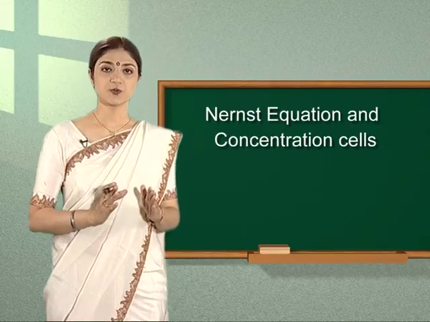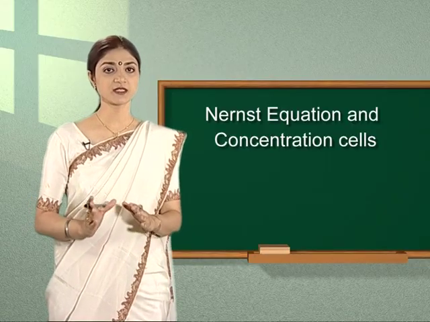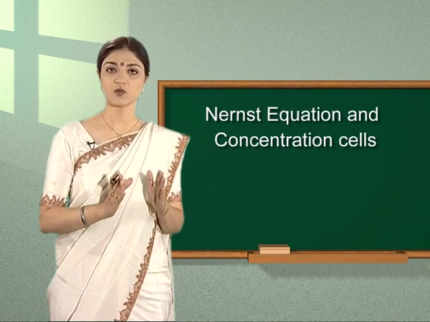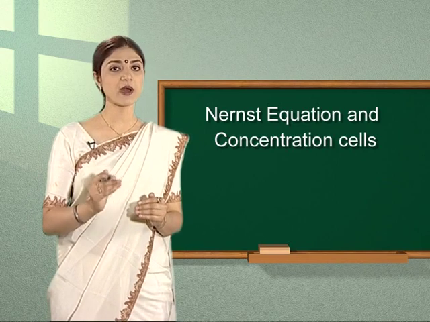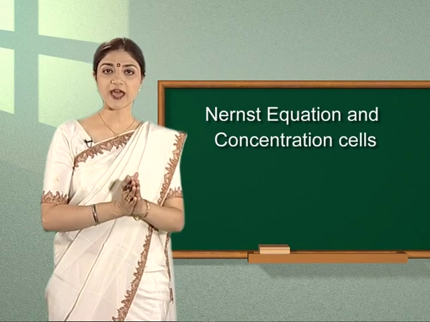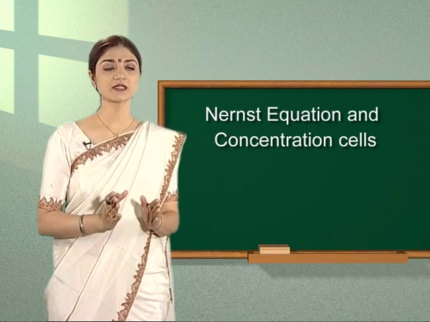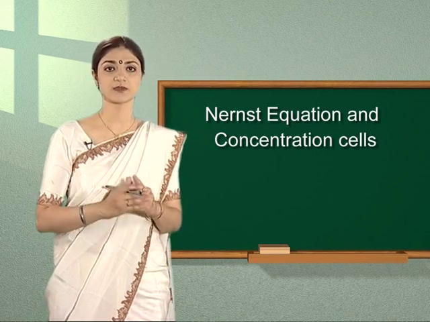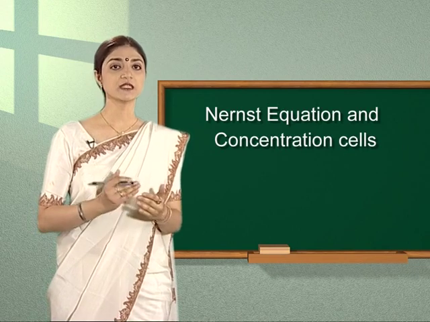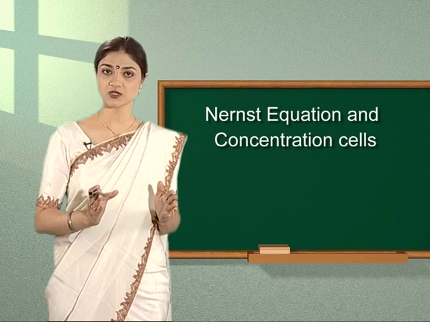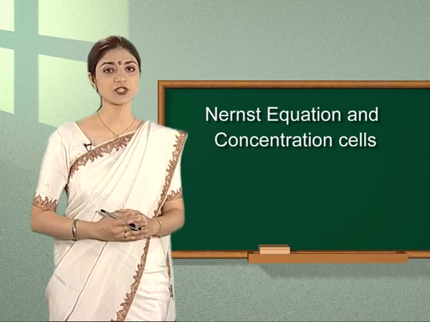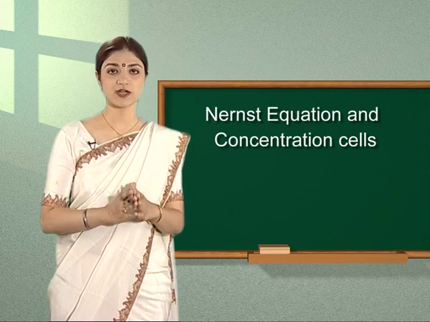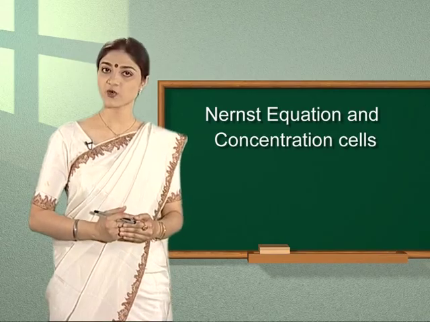The standard electrode potentials are measured in their standard states when the concentration of the electrolyte solutions is fixed as 1 molar and temperature is 298 Kelvin. But in actual practice, electrochemical cells do not always have fixed concentrations of the electrolyte solutions. The electrode potentials depend on the concentration of the electrolyte solutions. Nernst gave a relationship between electrode potentials and the concentration of electrolyte solutions known as Nernst equation.